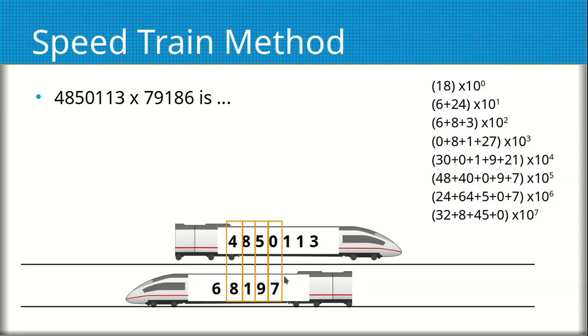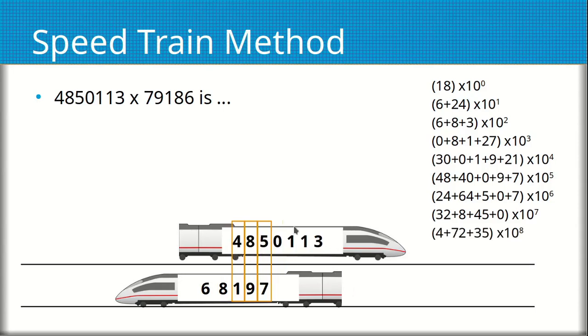Now the train is starting to not overlap every number anymore. You'll notice the 6 has now left the group. And we still have a few trailing here. These 113s have also left. So we do our next group here. 4 times 1 is 4. 8 times 9 is 72. 5 times 7 is 35.